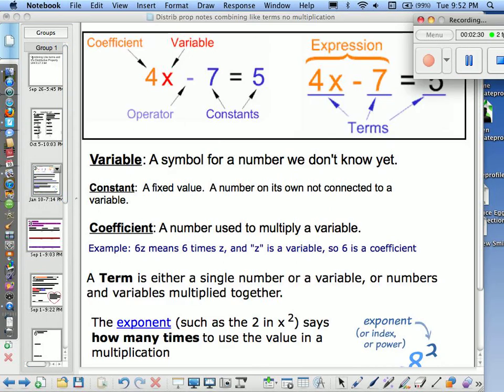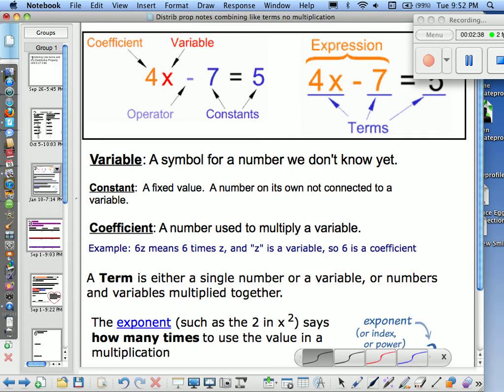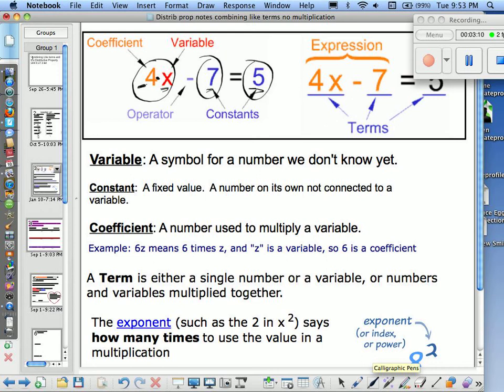Okay, we're going to review some terms that I know we've talked about before. Okay, variable and constant. So x here is our variable. Our constant here could be 5, and it's also 7, just a number all by itself. And the coefficient, remember that coefficient is this number in front that's being multiplied by a variable. And a term is separated by an operator. So here we would have one term, two terms, and a third term.